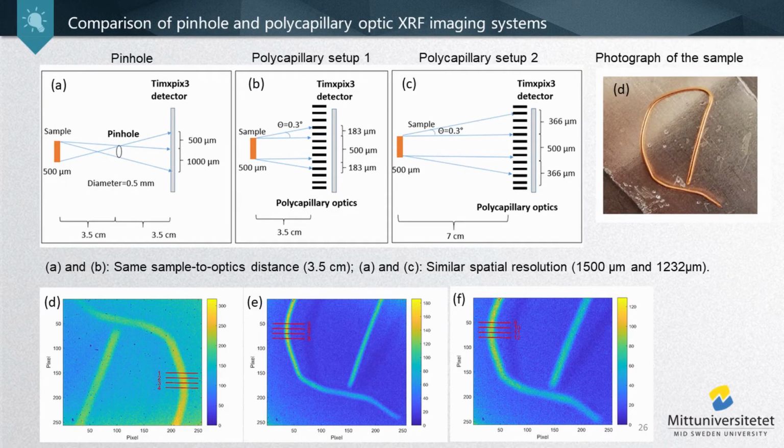In order to study the spatial resolution of X-ray collimation systems, we compared the two setups based on the pinhole camera and the polycapillary setups. First, figures A and B, which have the same sample to optic distance, are compared. Then figure A is compared to figure 3, where these two setups achieve a similar spatial resolution. The picture below shows the resolved image of a copper wire, and we marked 4 lines on each picture to be further analyzed.